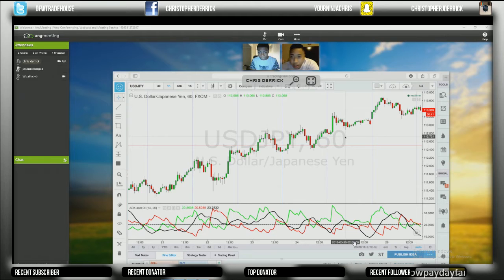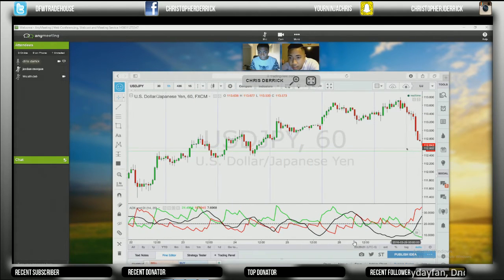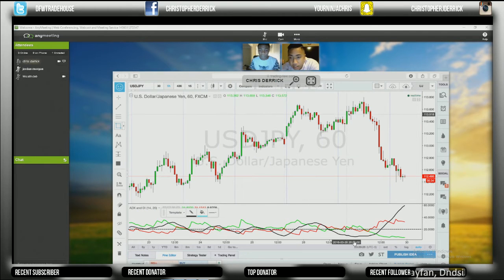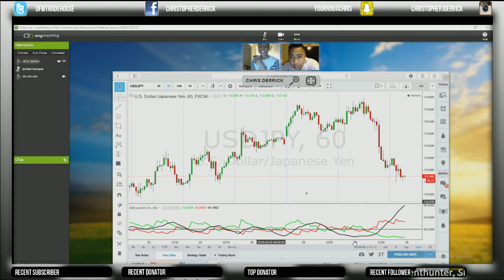So the routine that I would have done for last night, as you can tell, everything that happened in this zone is what happened yesterday. Obviously the market opened here, and this is what's going on currently as we speak. So say for instance you did not see what happened.